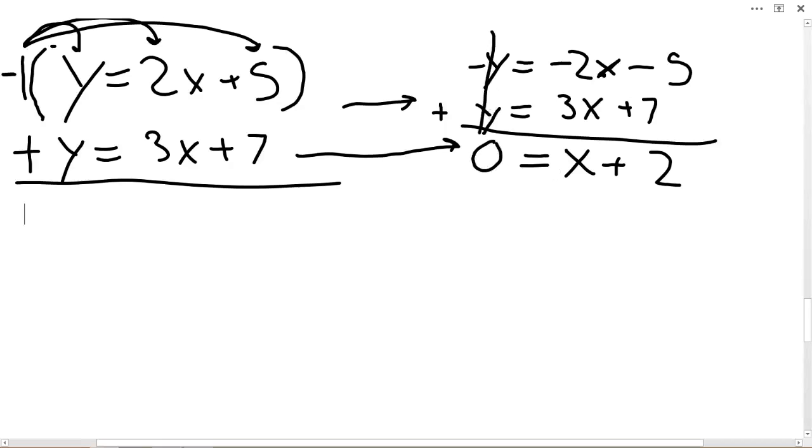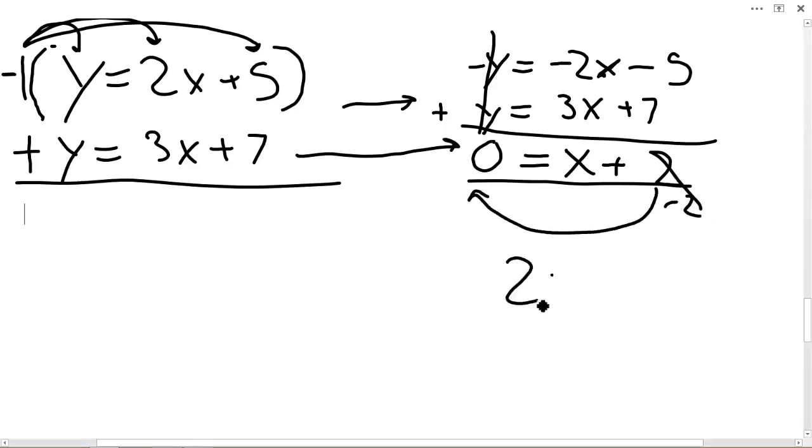Lastly, -y plus +y. What do we get? We get 0, right? Those two cancel out and you get 0. Okay, now we're down to this equation. You get 0 equals x plus 2. All right, so let's solve for x, you guys. Let's subtract the 2 on this side to get x by itself. And we get -2 equals x. And that's your answer for x.